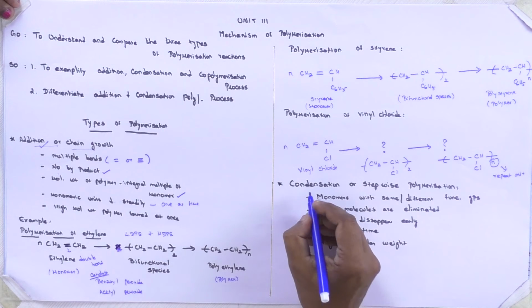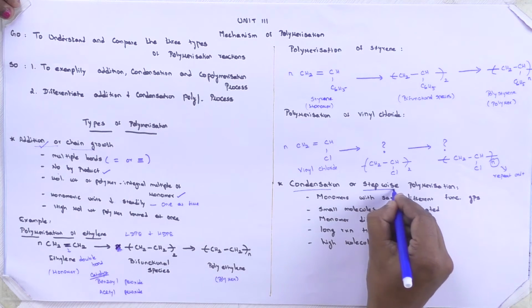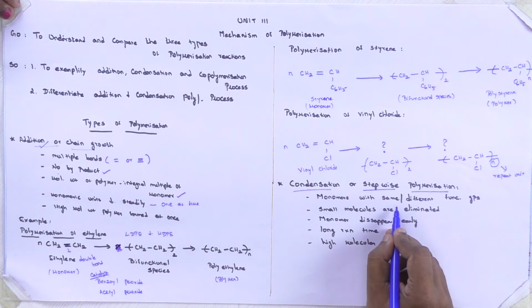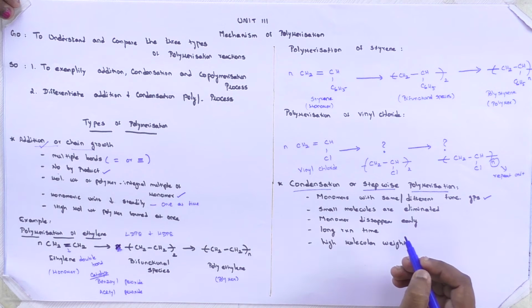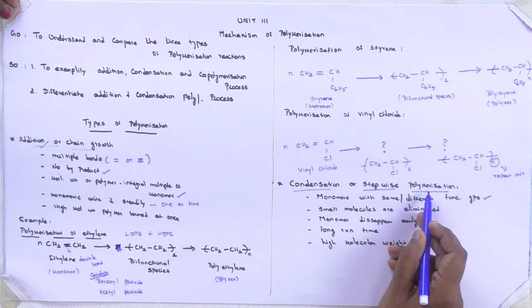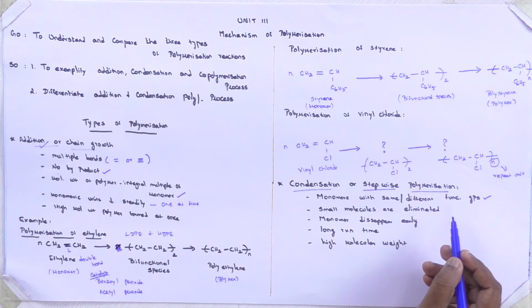Let us now move on to the second type of polymerization, which is nothing but condensation polymerization reaction. Condensation, as the name indicates, something condenses. Two different monomer molecules will condense. They may have a similar functional group or a different functional group, that doesn't matter. But two different monomer units with the same or different functional groups will condense in a stepwise manner. That is very important here. In a stepwise manner to form polymers.